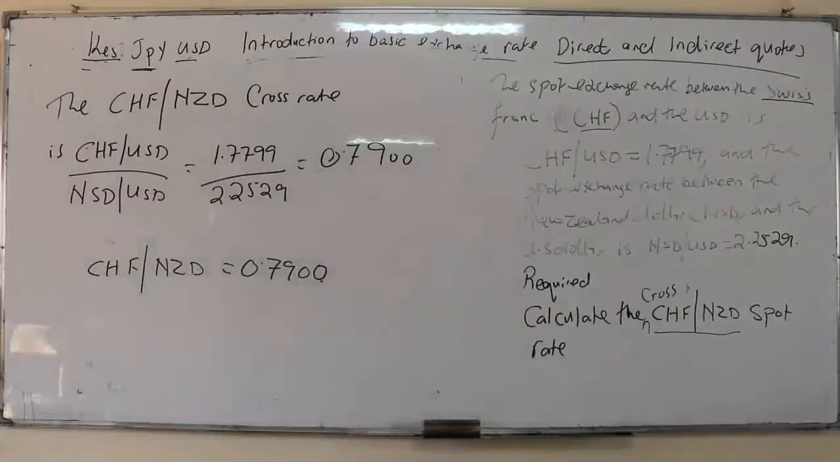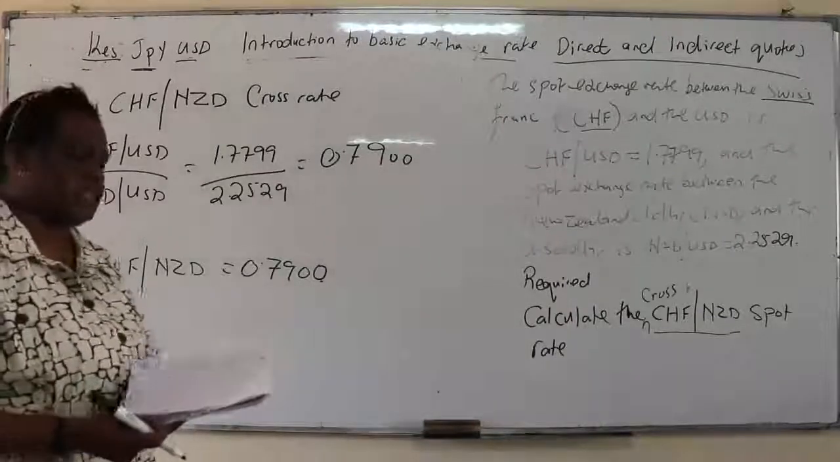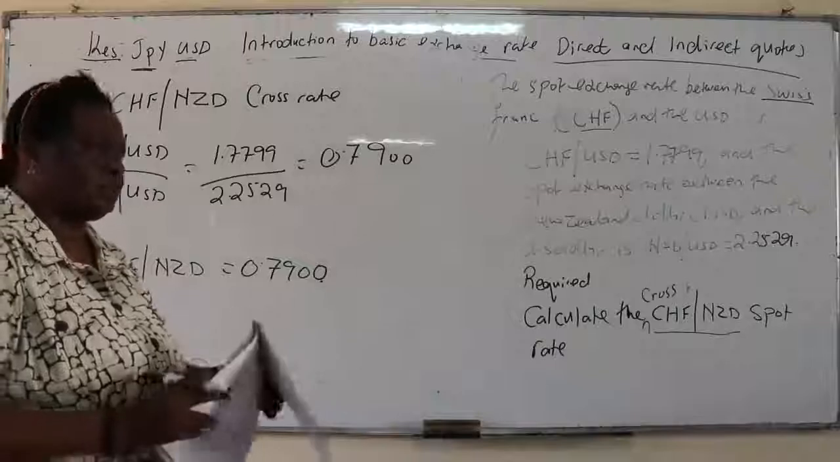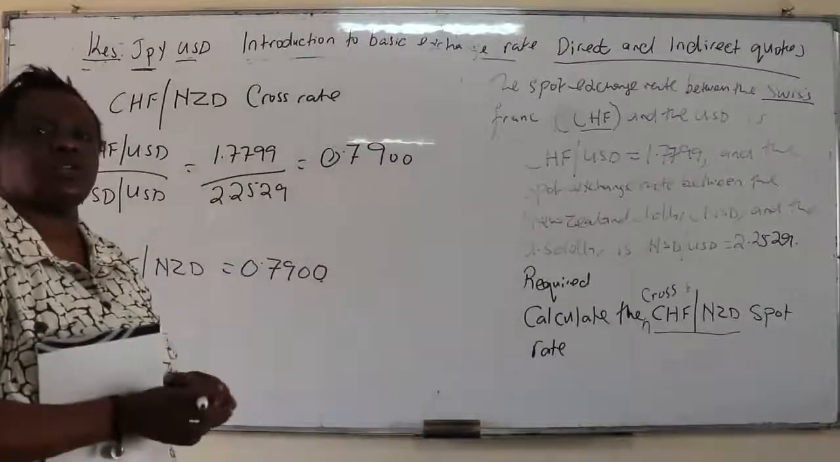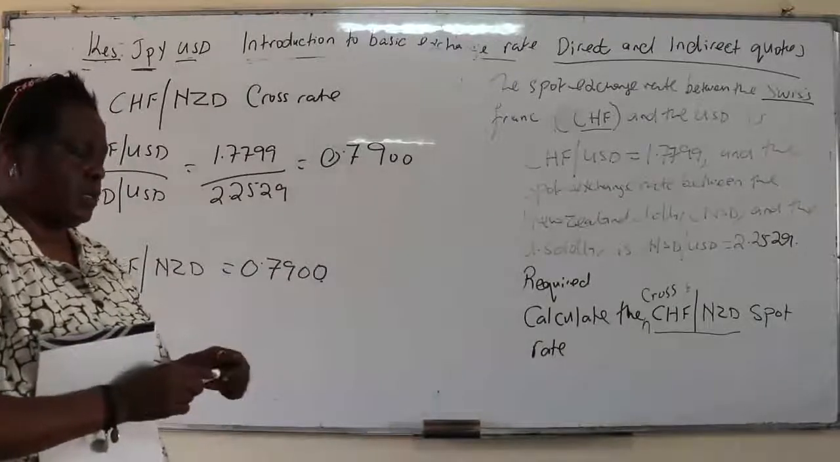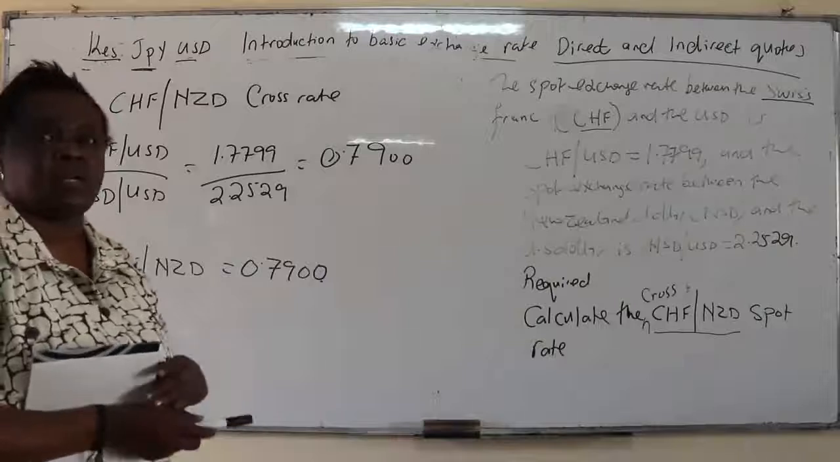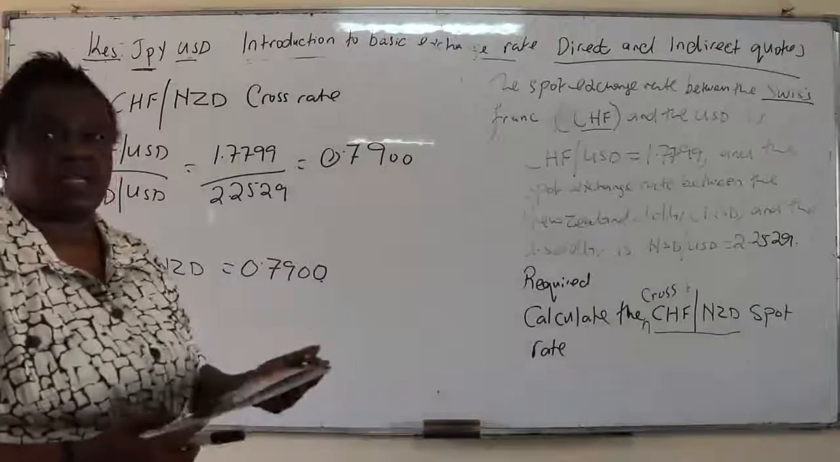And for now, let us stop there. We continue with the arbitrages, the cross arbitrage: location arbitrage, triangle arbitrage, and covered interest arbitrage. So see you next time, and thank you.